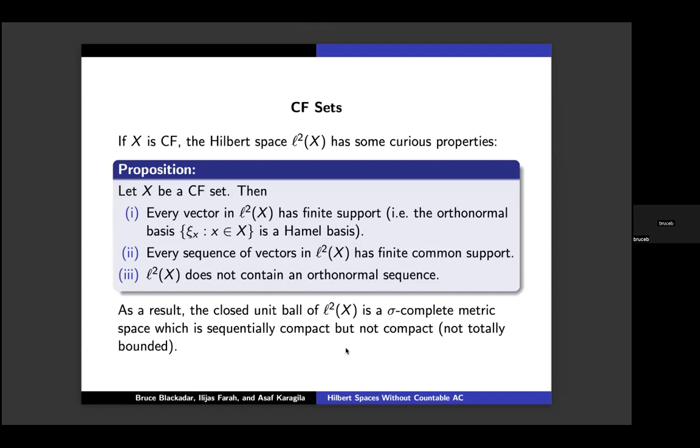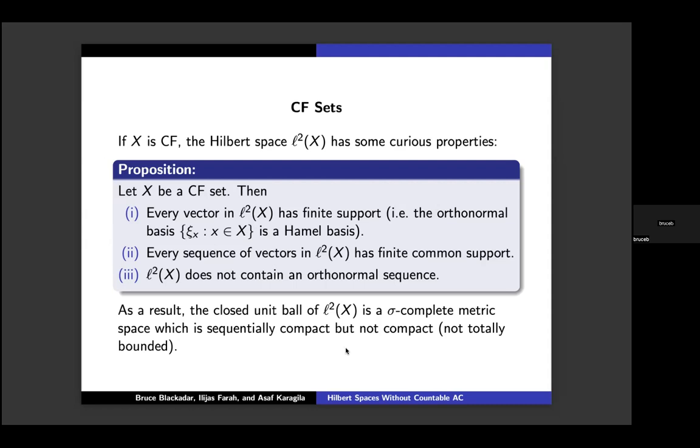This is pretty easy to see, because if you have a vector, a square summable function, and you take any epsilon, the set of coefficients that are bigger than epsilon in absolute value has to be a finite set, because the function is square summable. And so if you take epsilon to be 1 over n, you get a sequence of finite subsets of X whose union is the support of the vector. But if X is CF, then any increasing sequence of finite subsets of X has to stabilize at some point.